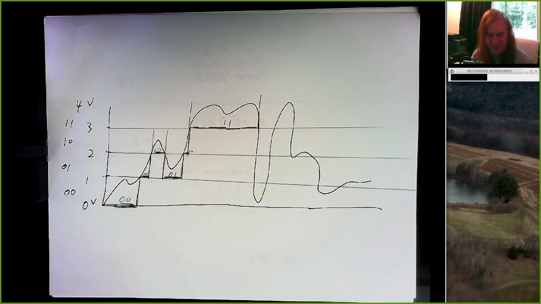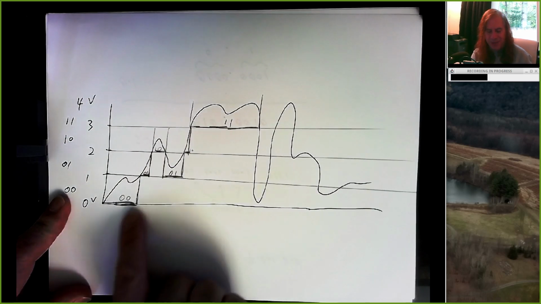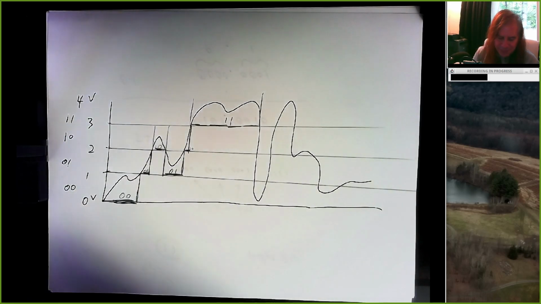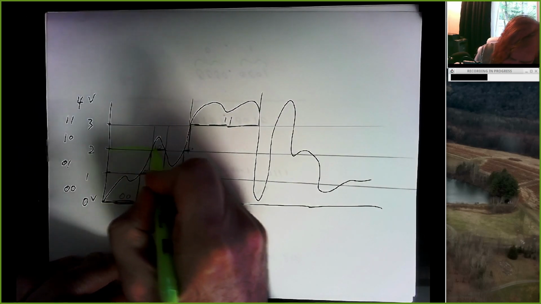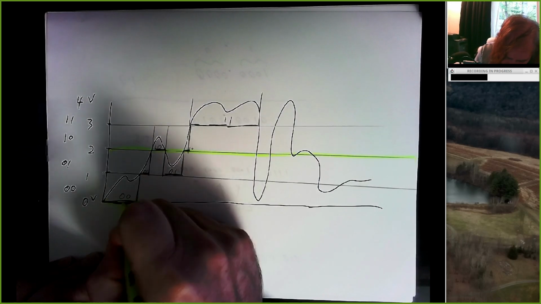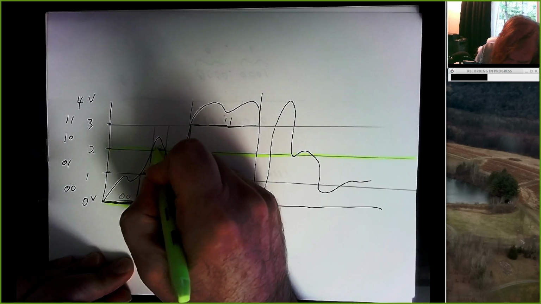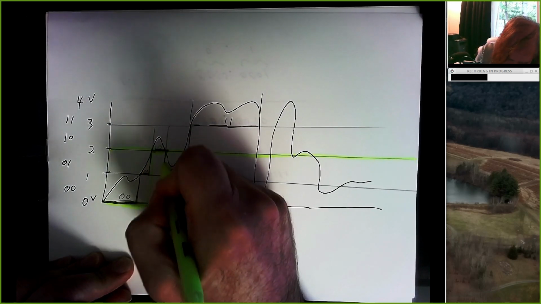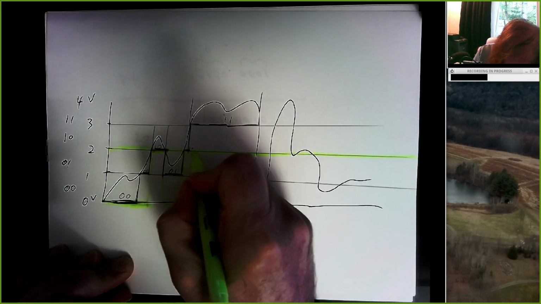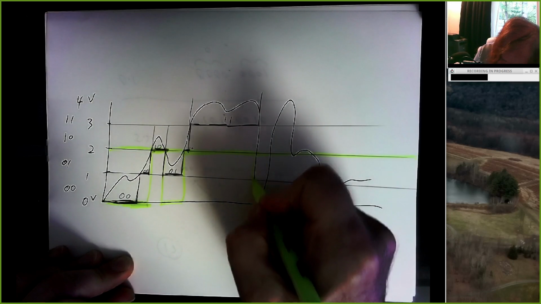And in this case, using 2 bits gives us a better picture, right? If we only had 1 bit, and I just cut everything off right here, what would my waveform look like? Well, it would be low, it would be high, it would be low, it would be high, it would be low.